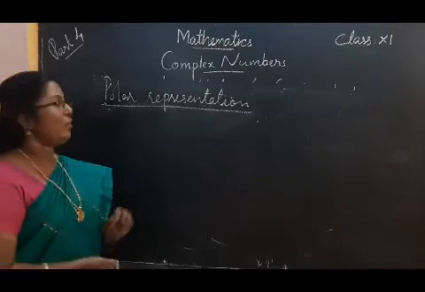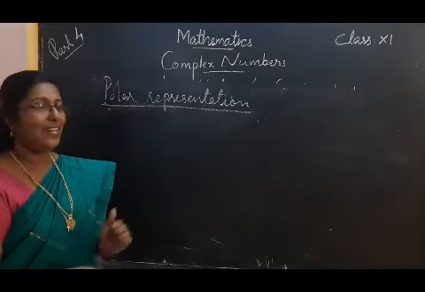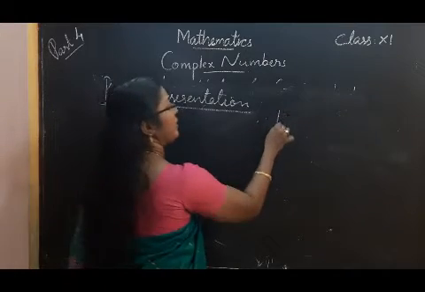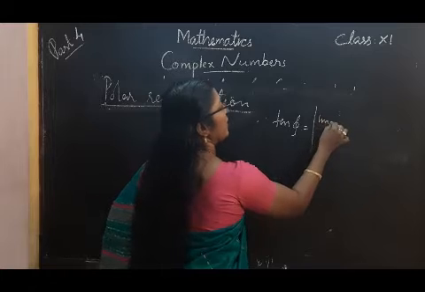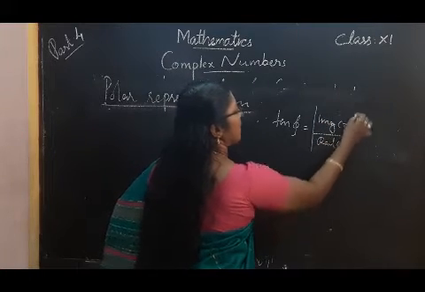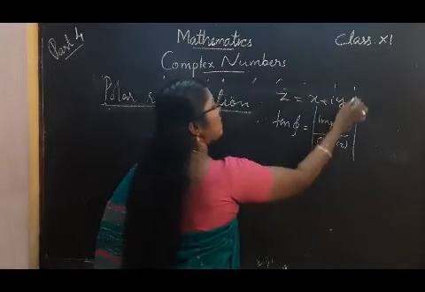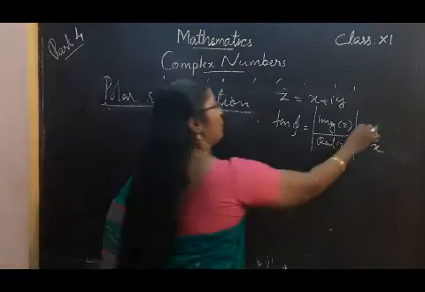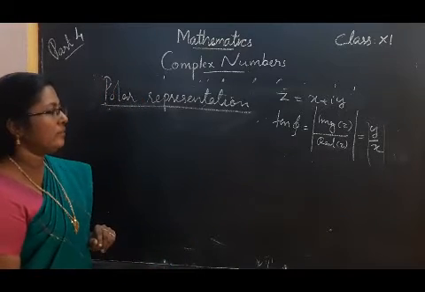I think this is easier than the other method. The argument, or theta, depends upon its quadrant. Clear? The theta depends upon its quadrant. The formula to find theta is tan phi equals the modulus of imaginary of z by real of z. Here z is x plus iy, so we can write this as modulus of y by x. Clear?